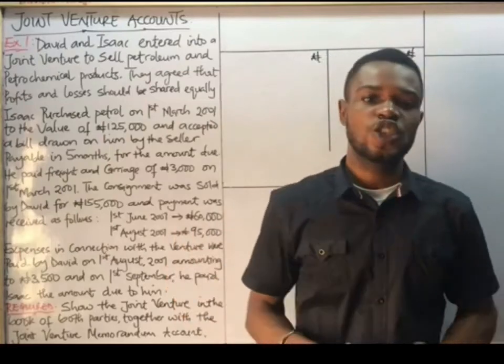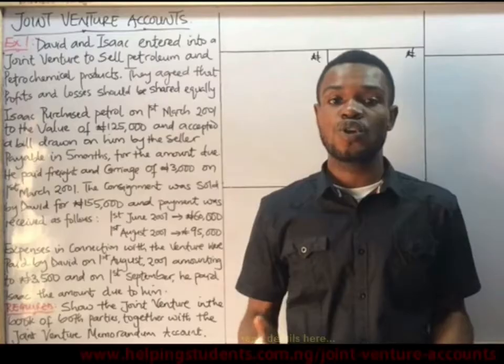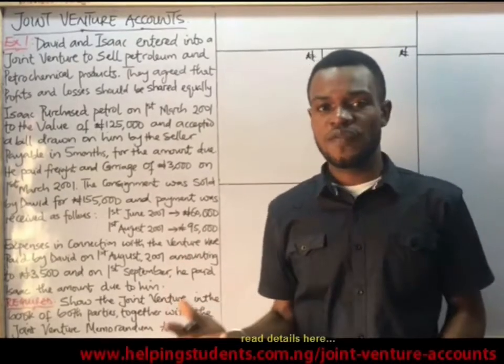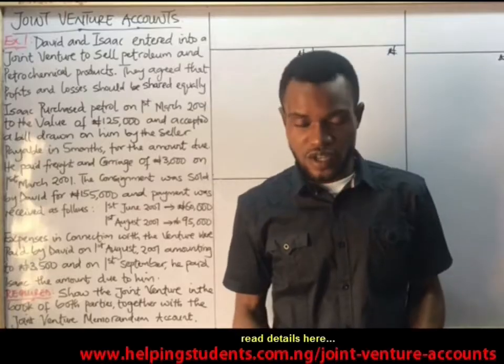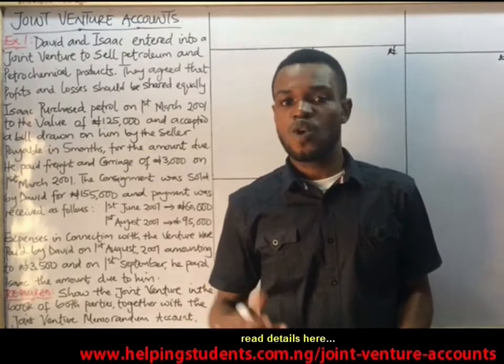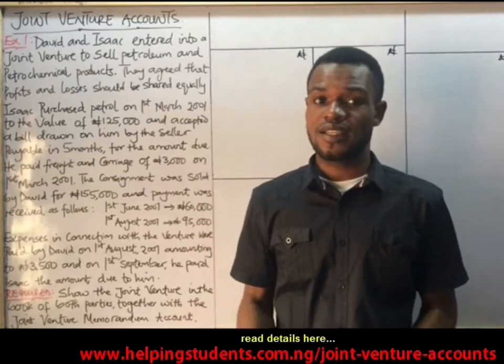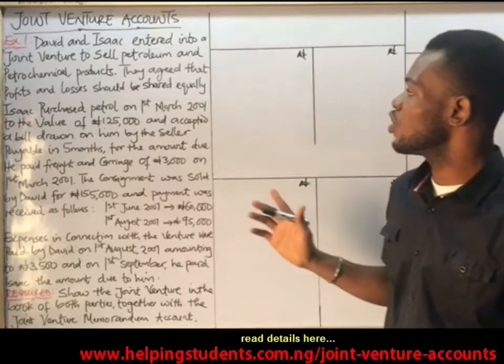I have a question under the joint venture account, and I won't really go into details telling you what to do and what not to do. I will solve this question in a way you're going to understand it, and I'll also advise you to follow the link below to read on the theoretical aspect of it, so that you also have a better understanding of what I'm about to do. Okay? So take note of this.